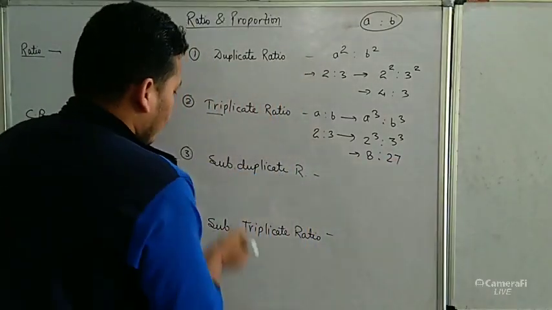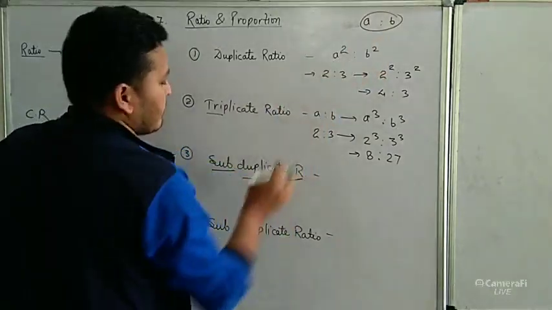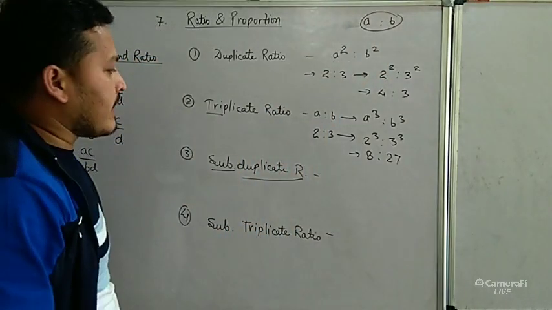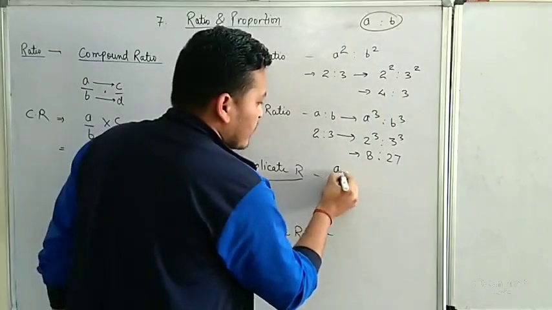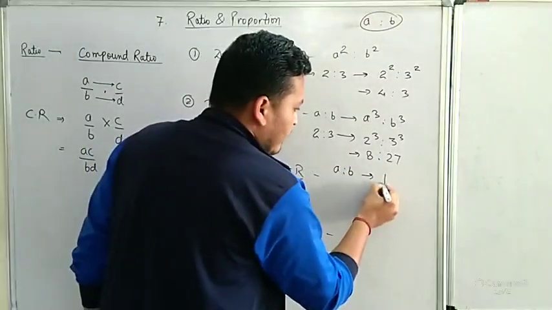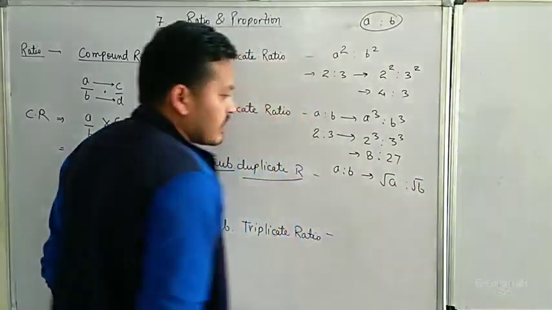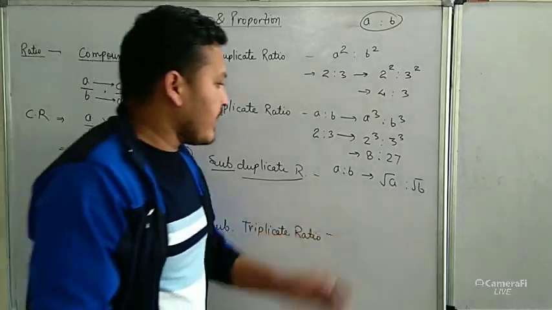Next, subduplicate. It is coming here as sub and duplicate. We know about duplicate: A square ratio B square. But in the case of the subduplicate, if the ratio is A ratio B and we find its subduplicate ratio, the subduplicate ratio is root A ratio root B. So it is the subduplicate ratio of A ratio B.